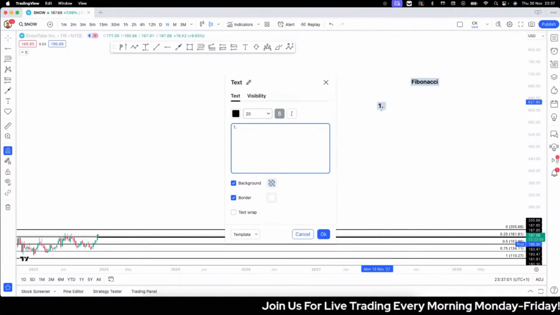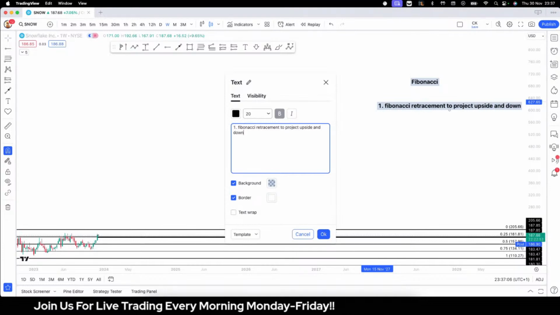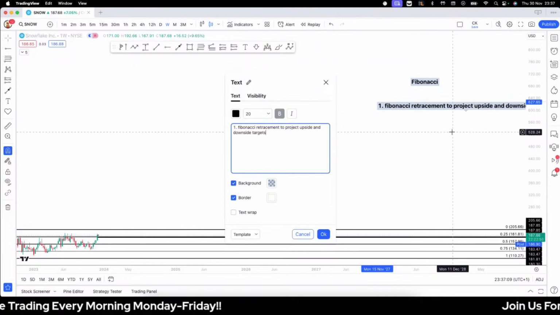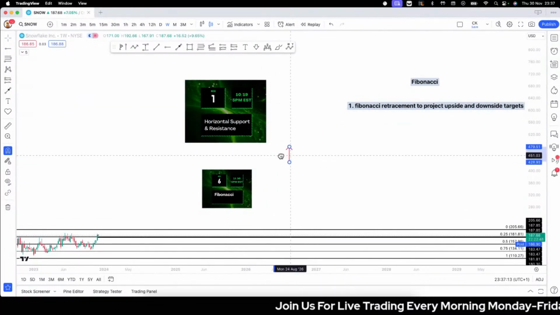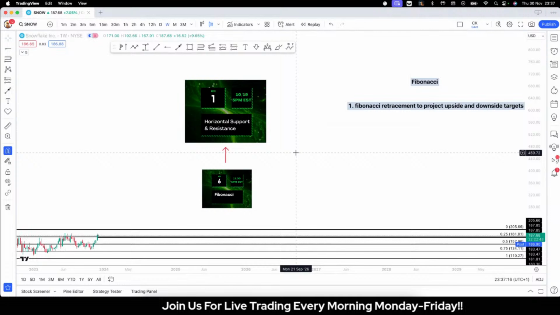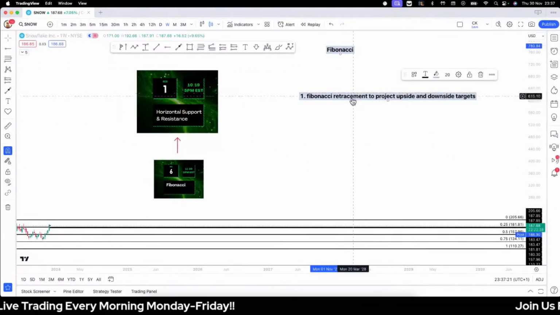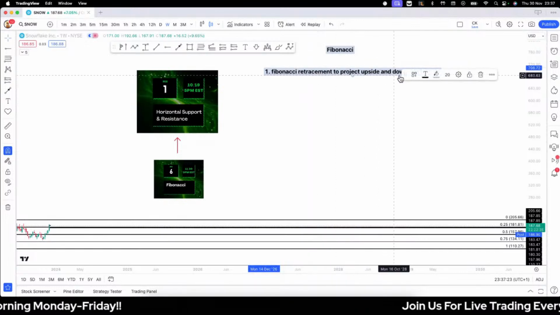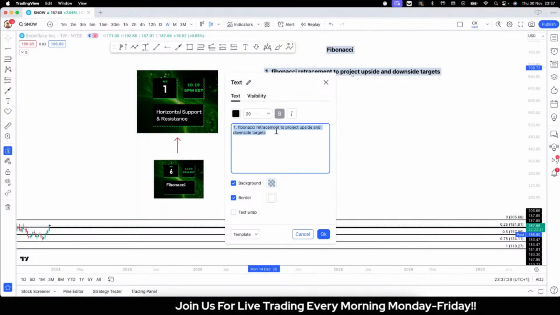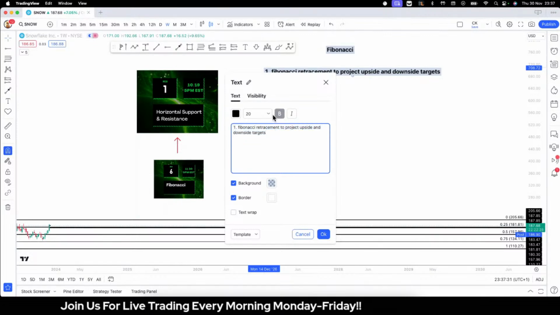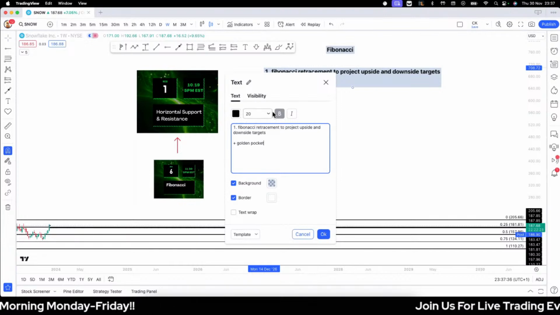One is Fibonacci retracement to project upside and downside targets, right? That is the first use case: if you're trading somewhere, I want to know where this ticker is going to go if we break up or down. I want to know very accurately before price comes anywhere, what could be the Fibonacci level to look at. Those Fibonaccis project upside and downside targets, and they also come with a golden pocket, which is something that we'll go over as well.